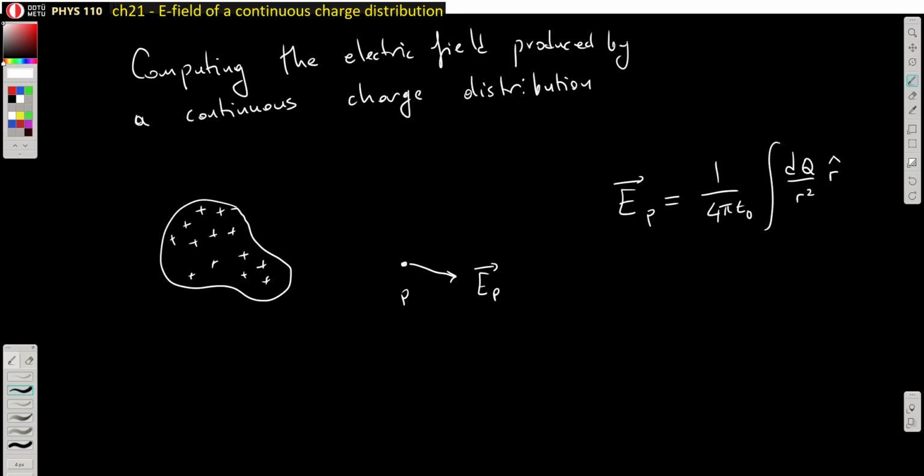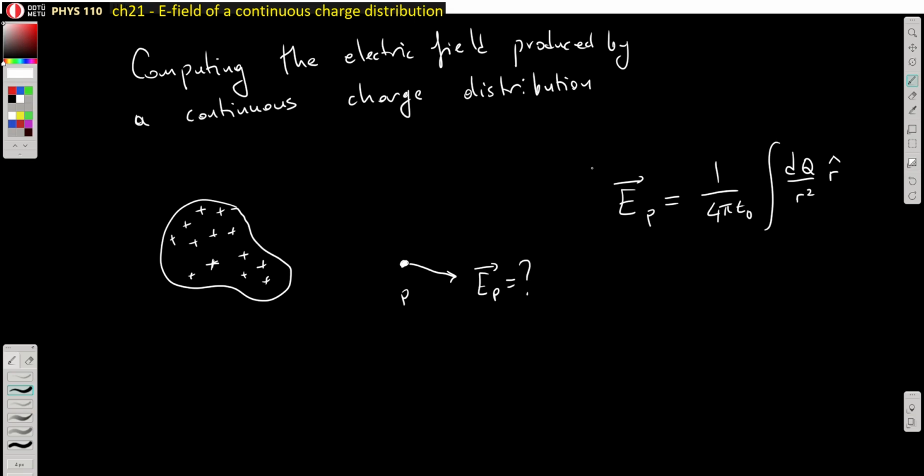One of the problem types that we are going to solve in chapter 21 is the computation of the electric field produced by a continuous charge distribution. In that case, we have some kind of an extended object. It's not a point particle, where some amount of charge is distributed somehow, uniformly or non-uniformly. It just depends on the problem. And then we are going to choose any point outside, and we would like to compute the electric field in here.